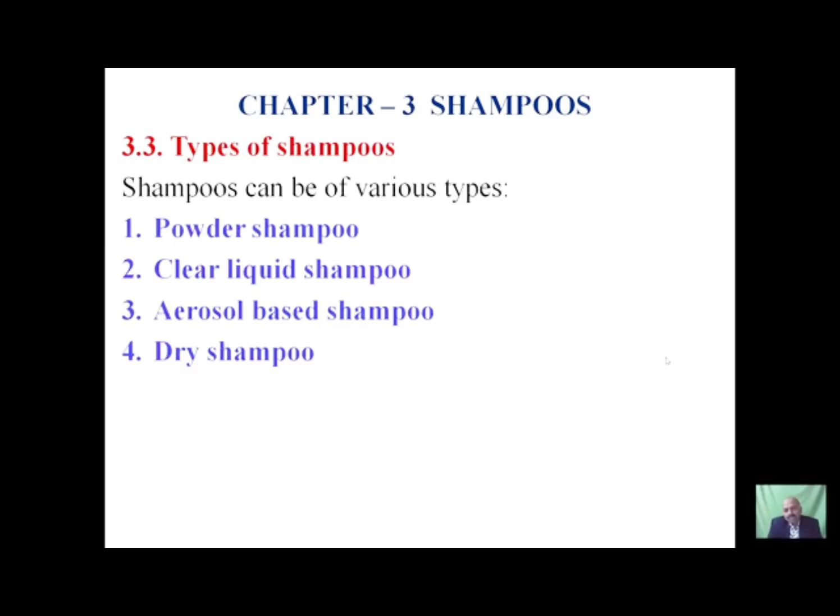And the types of shampoos we can see here. Shampoos may be of various types. First, four types we can see: powder shampoo, clear liquid shampoo, aerosol based shampoo, and dry shampoo.